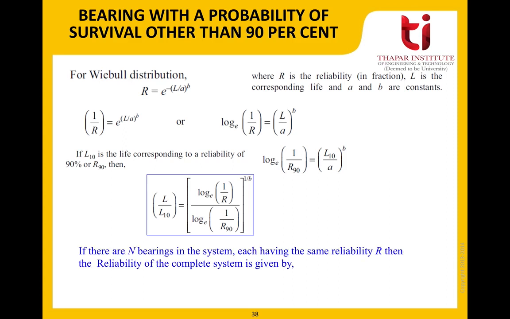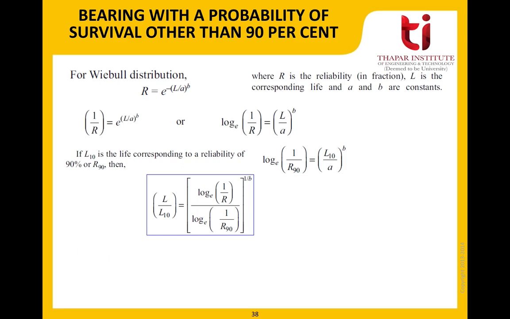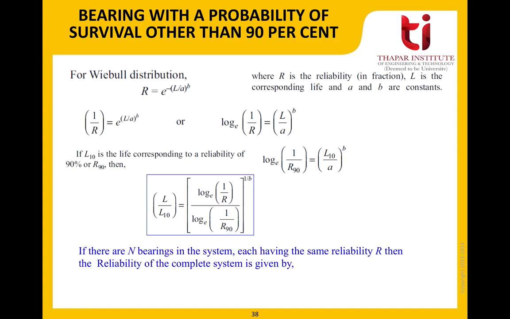Now you just remember that this particular equation, the L by L10 equation in this blue box, is used for selecting the bearing when the reliability is other than 90%. This is something we'll use in the numericals. Also, if in a system there are a number of bearings, the individual reliability of each bearing should be fairly high. If there are n bearings in the system, each having the same reliability R, then the reliability of the complete system is given by Rs is equal to R raised to power n, where Rs indicates the probability of none out of n bearings failing during its lifetime.